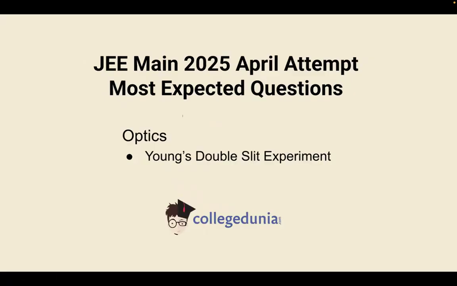Then moving on to next topic. Then we have optics, and in optics we have Young's double slit experiment. So it has around 6 to 8 questions, which is around one question in each shift. So let's see what were the questions.